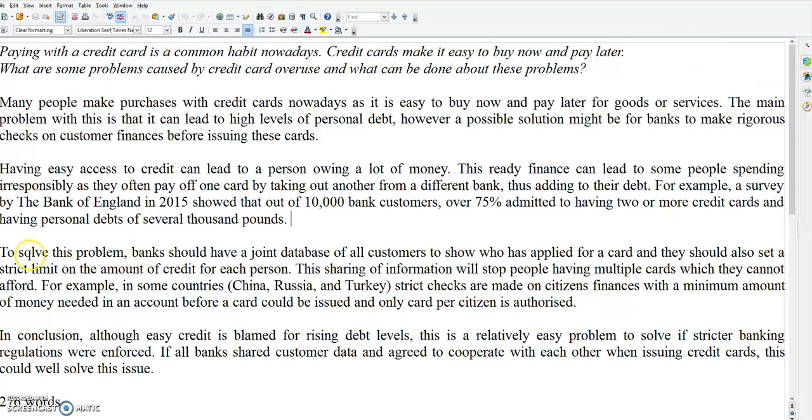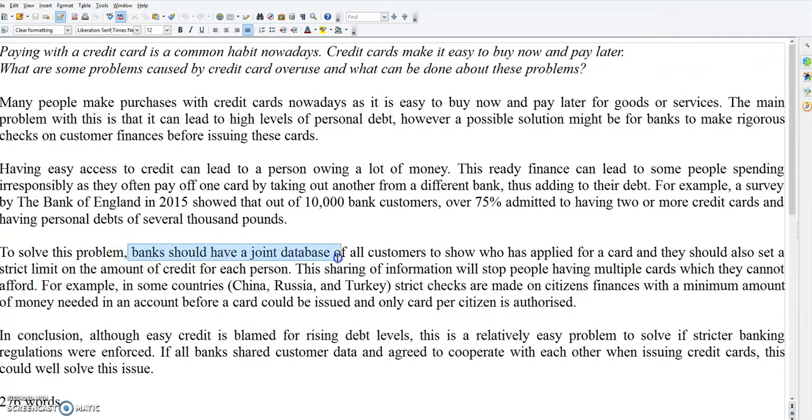Okay. To solve this problem, banks should have a database of customers, right? So they should share this so they can see that you've got a card with a different bank and you want a card with their bank, and they can say no. And they should also set a limit on credit. Okay, so we get straight to the point. What's a solution? Check the finances, because what does it say? Rigorous checks on finances before issuing cards. So we solve this problem.